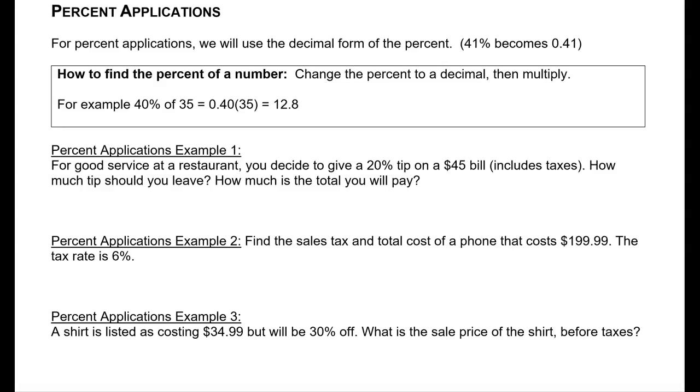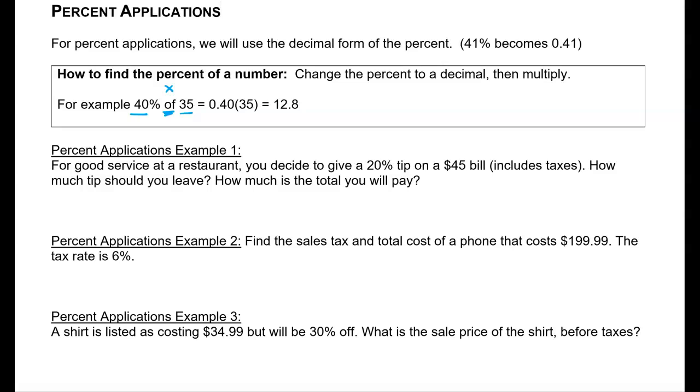In this video, we're going to do a couple of percent application problems that use the basic idea of taking a percentage of a number. When you think of the word "of" in math, think of multiplication or times. So if you need to take 40% of 35, write 40% as a decimal, 0.40, and then "of" means times, so multiply it by 35, and that'll give you your answer. So 40% of 35 is 12.8.